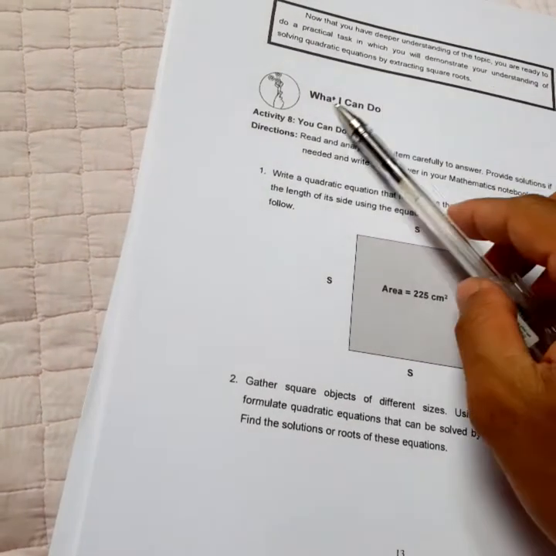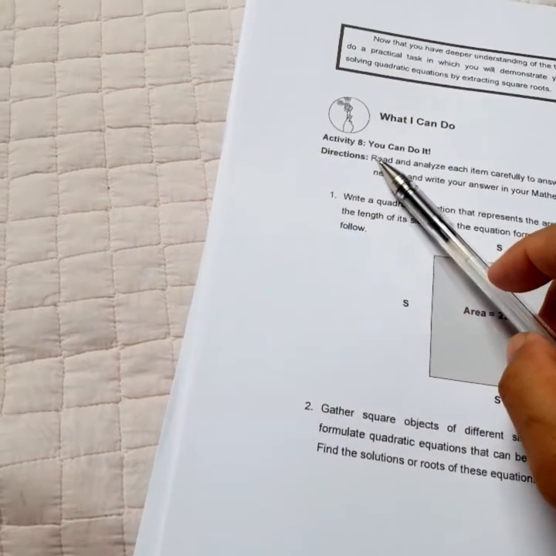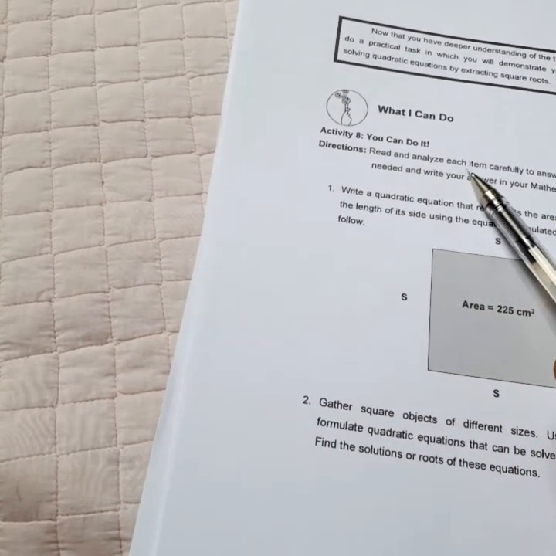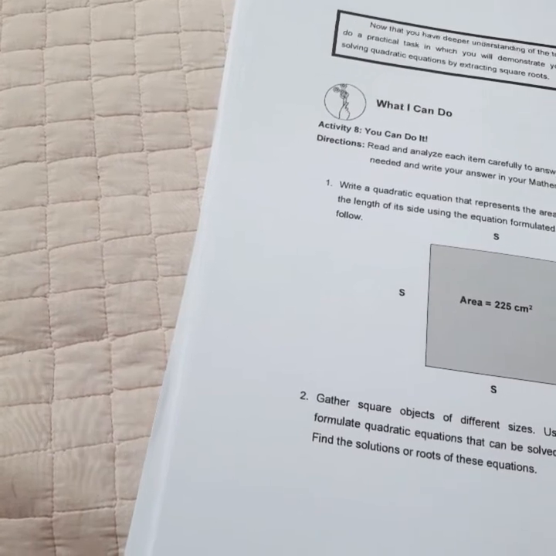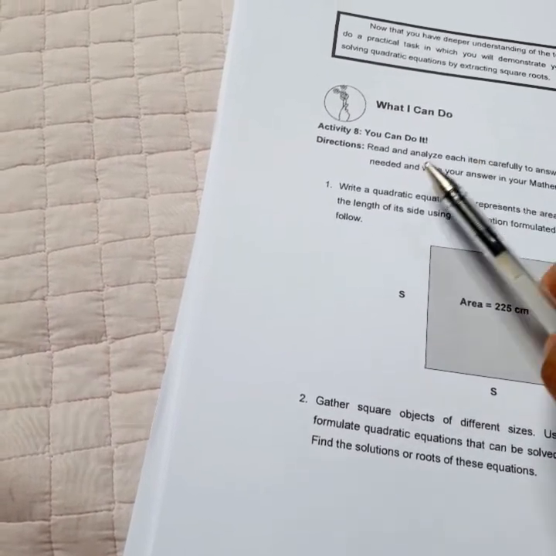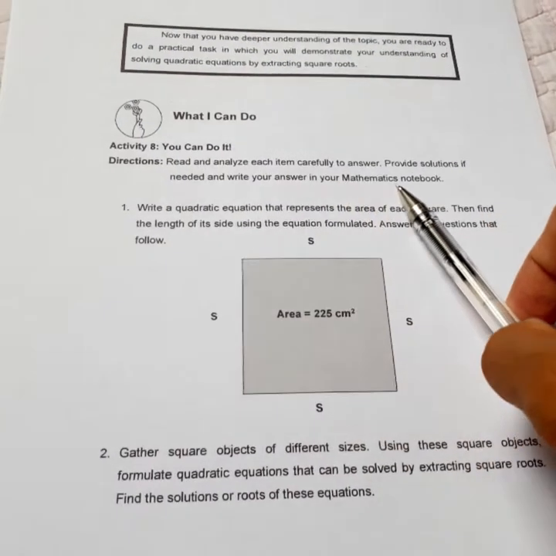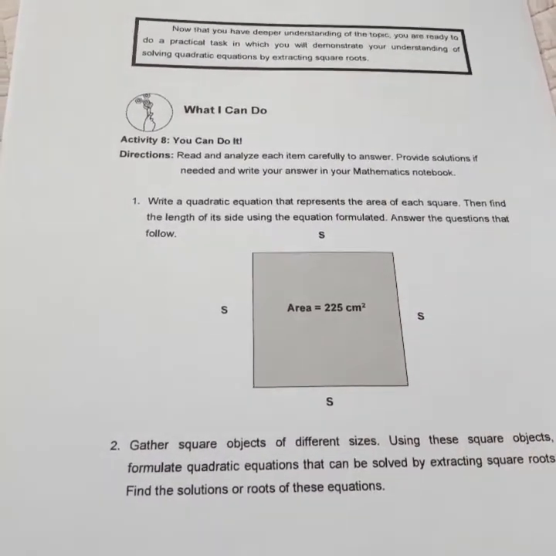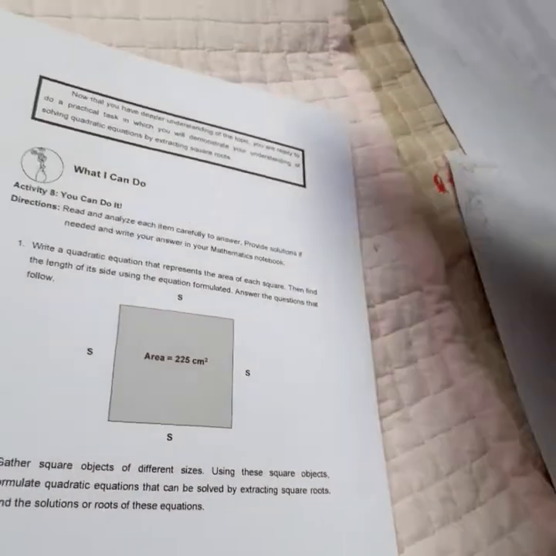Okay. Activity 8. You can do it. Read and analyze each item carefully to answer. Provide solutions if needed and write your answer in your mathematics notebook. Wala tayo mathematics notebook. Provide the paper attached on the module. Okay.